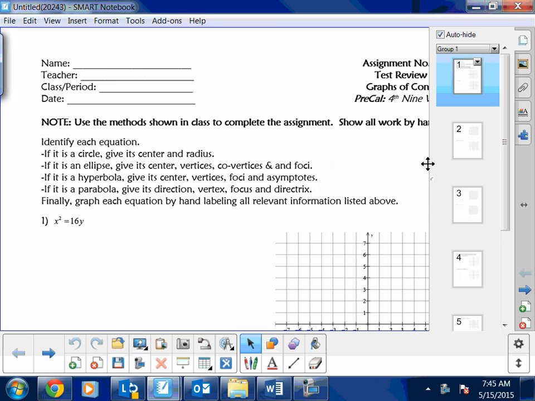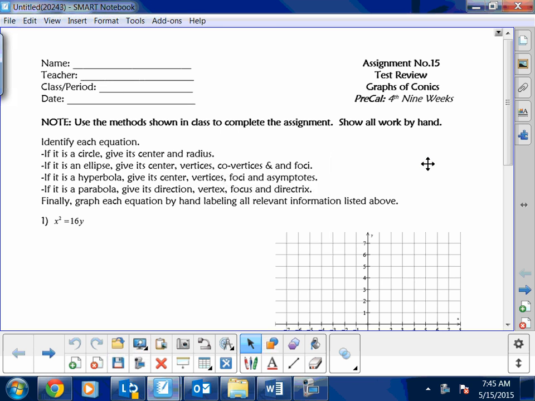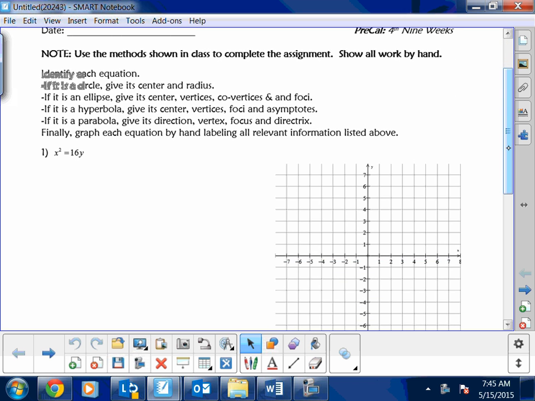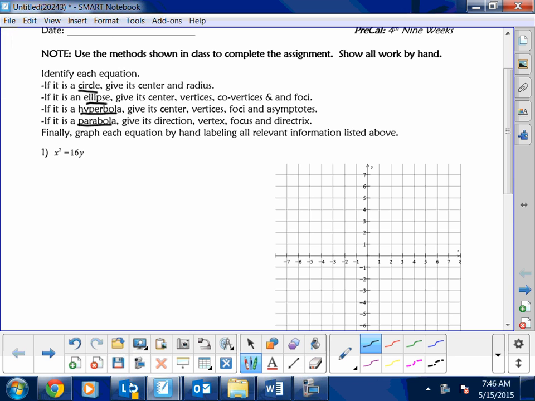Welcome to this very last test review of the year, where we're going to be doing graphs of conics. Now remember, within conics we have four different graphs: circles, ellipses, hyperbolas, and parabolas. In some ways they're related, and in other ways they're not.